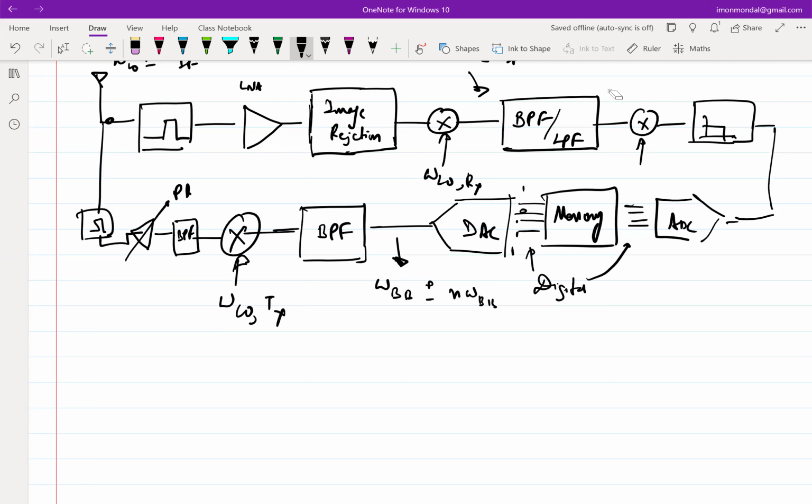Okay, fine. So what we have been focusing on till now is essentially this. In the next couple of classes, we are going to focus on the transmitter side. Okay.